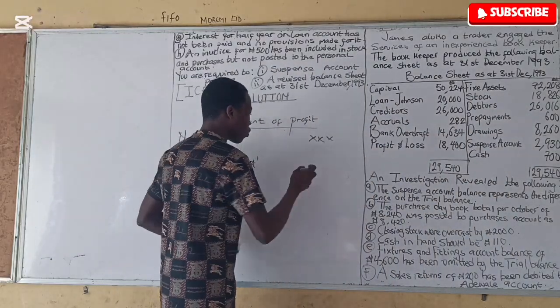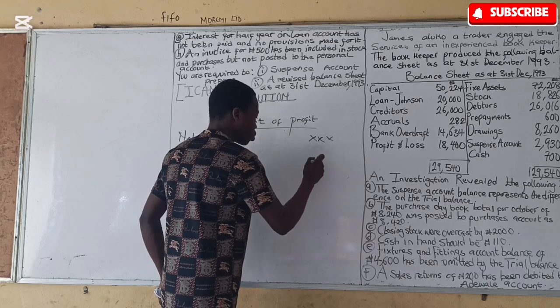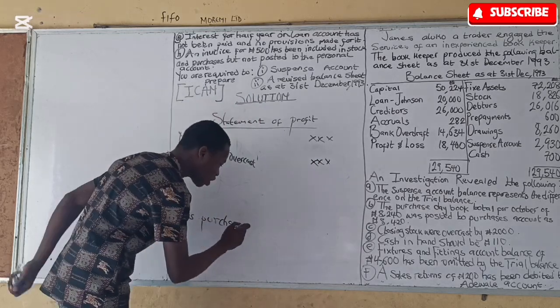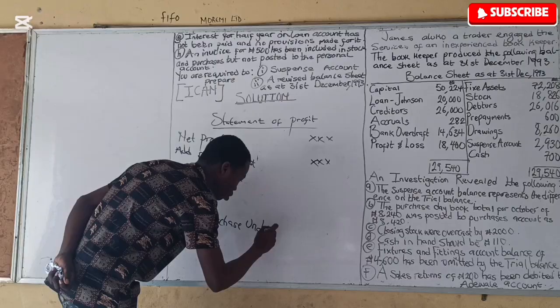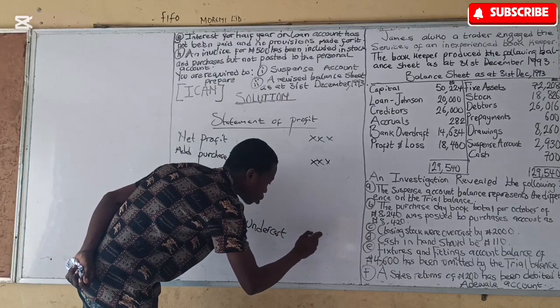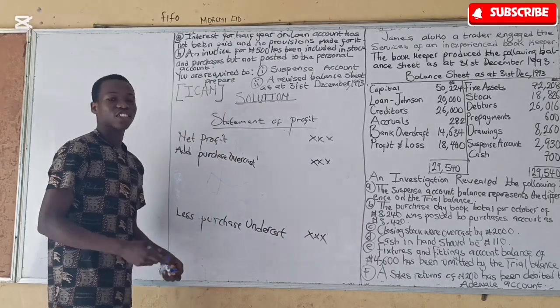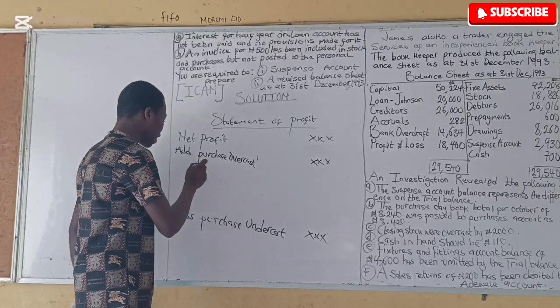It means that your purchase overcast will be added to the net profit, but for undercast, it will be the opposite, to be subtracted. You get my question now? Now let's look at the case of sales.